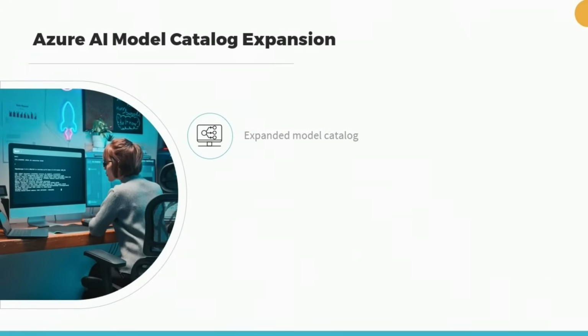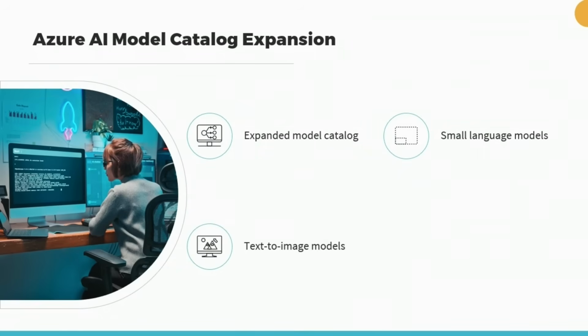Azure AI Studio has expanded its model catalog to include new models like Phi 2, Orca 2, and others. The new models range from small language models to diffusion-based text-to-image generation models and code completion models, catering to a wide range of generative AI applications.